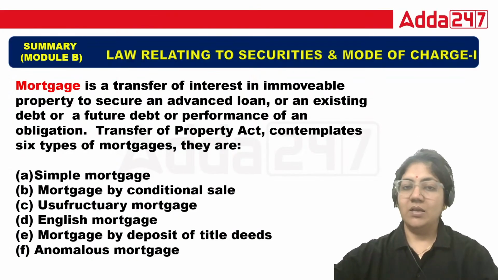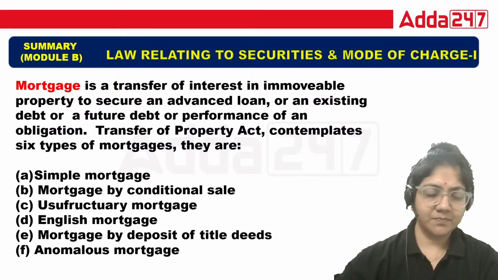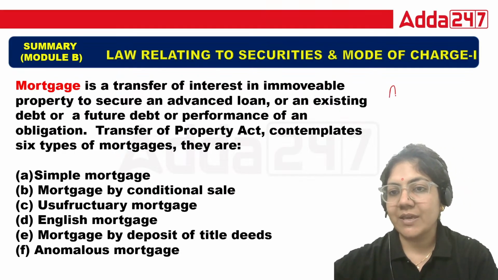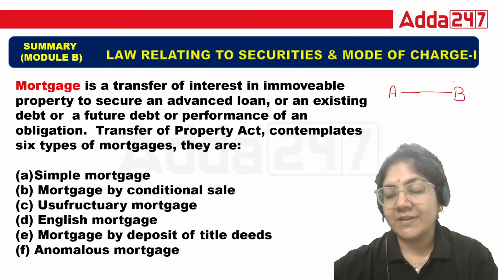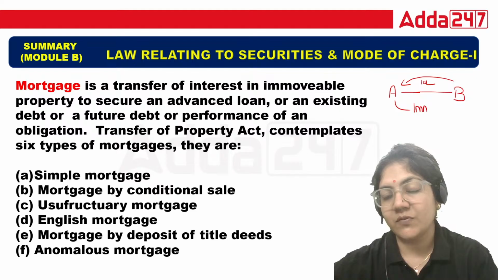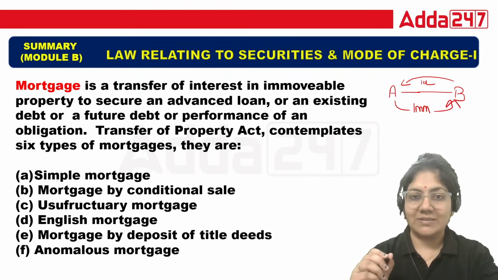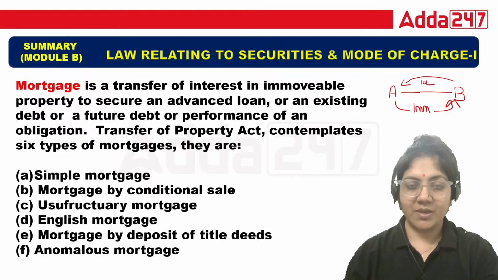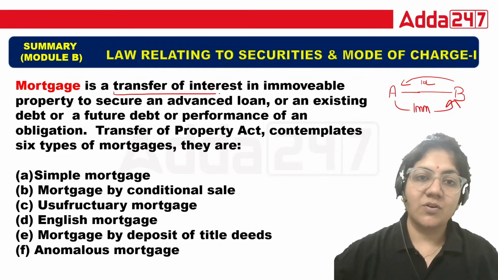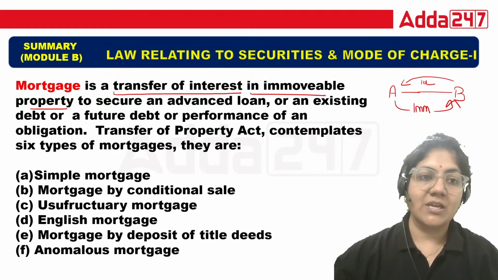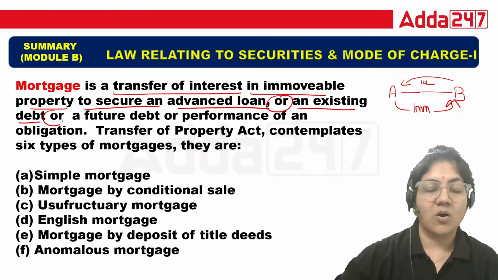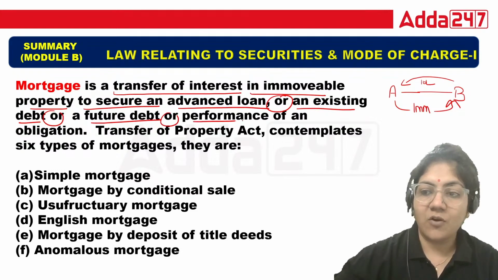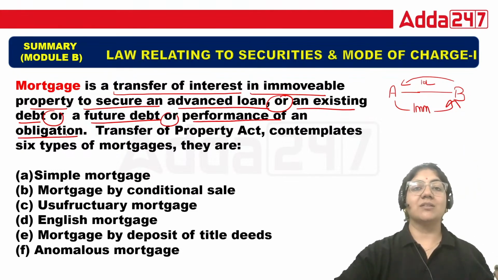Now see class. So first of all, the mortgage. So mortgage, as we know, suppose A person is there, and this is B person. So if A person has taken a loan from the B person, suppose of 10 lakh rupees, and A person has given the immovable property as a security, this concept is called the term mortgage. So mortgage is a transfer of interest in immovable property to secure an advance loan or an existing debt or a future debt or performance of an obligation. Obligation, that is a duty.